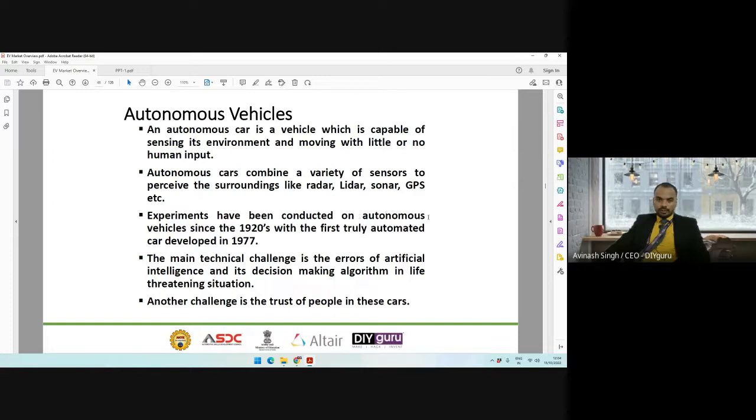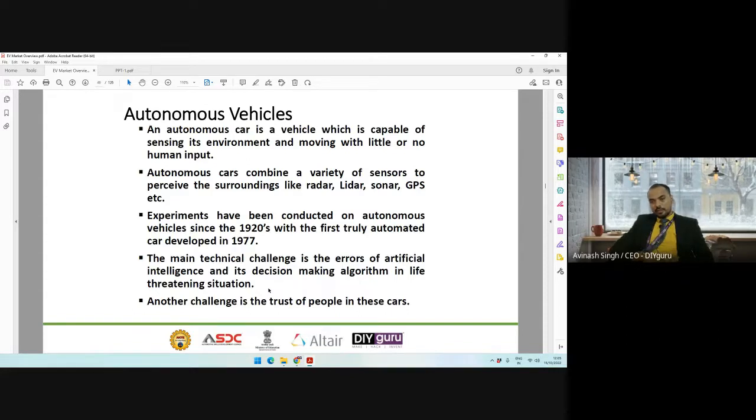Experiments have been conducted on autonomous vehicles since 1920, and the first automated car was developed in 1977. The main technical challenge is the error of artificial intelligence and its decision-making algorithm in life-threatening situations. There were lots of incidents in the past. You may search on YouTube for this, and you will see that autonomous vehicles hit somebody who was carrying a baby on a stroller. The decision algorithm of that autonomous car thought it was some animal crawling on the road, right? So that's how it is, not very efficient even right now.